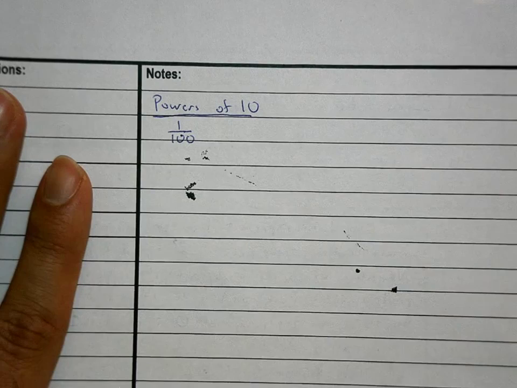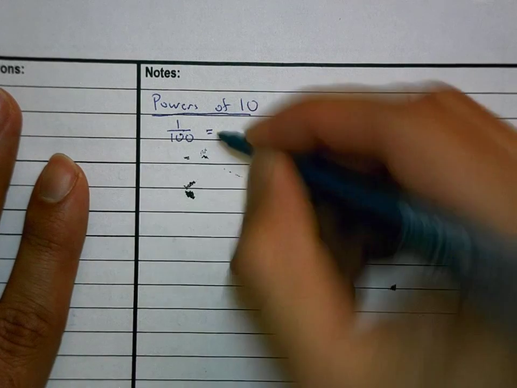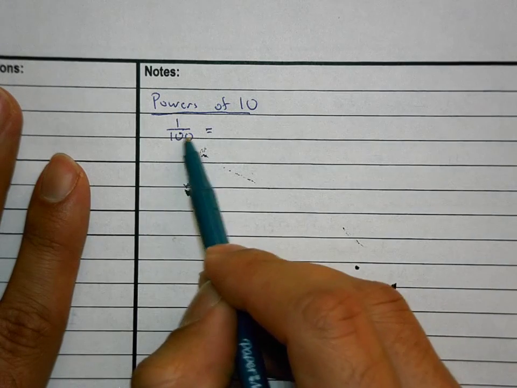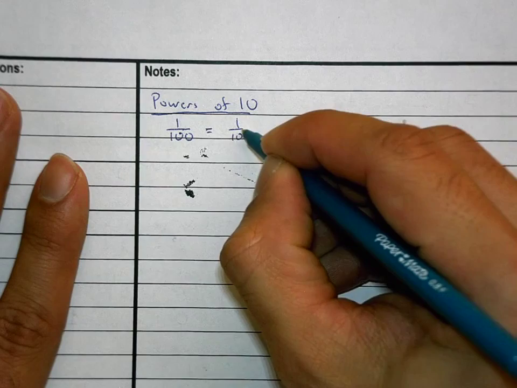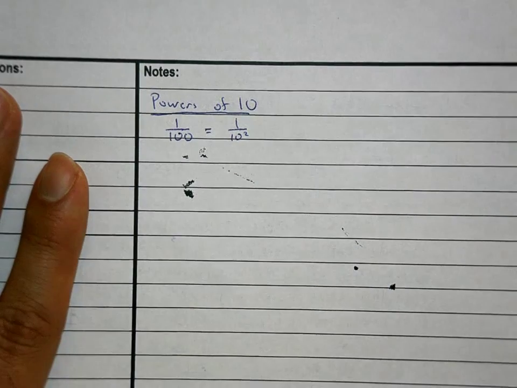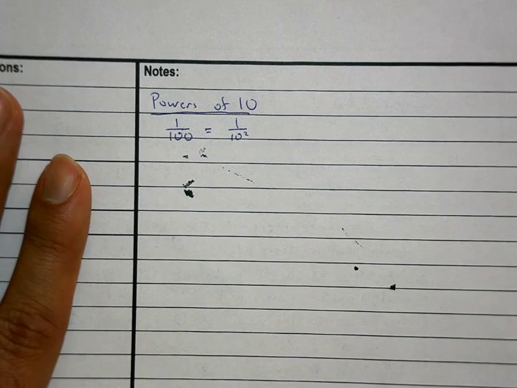Okay, 1 over 100 is the same thing as, I'm not sure if you know this, but if you see that there's 2 zeros, guess what? That's the same thing as 10 to the second power. If there were 3 zeros, it would be 10 to the third power. That's only for powers of 10. It's the only thing that this works for, which is nice because it will make it more convenient for us.